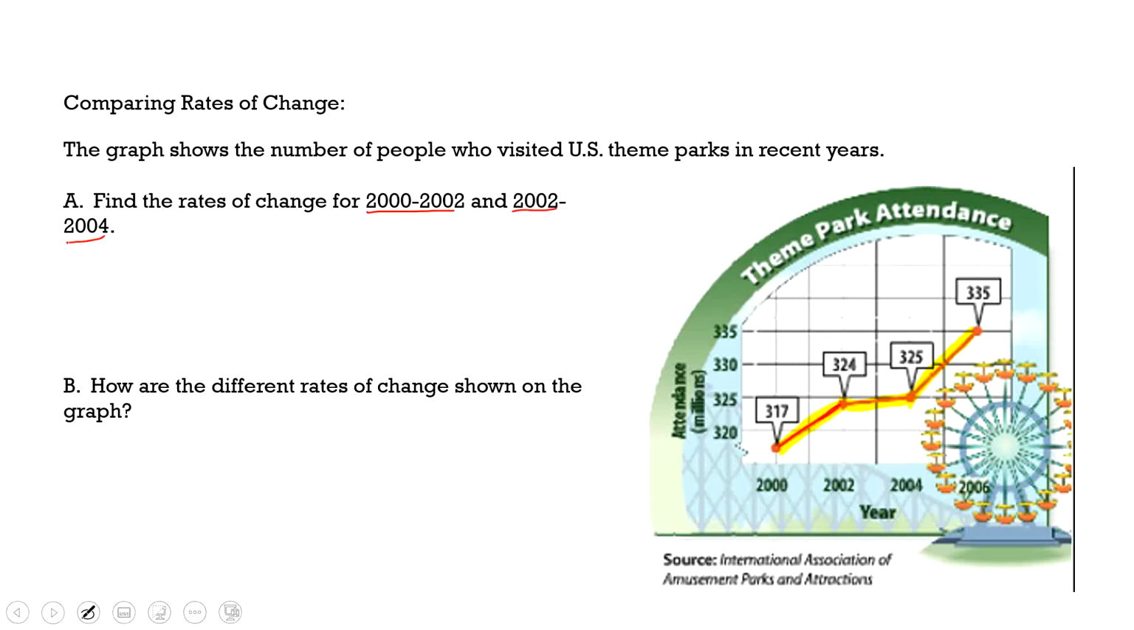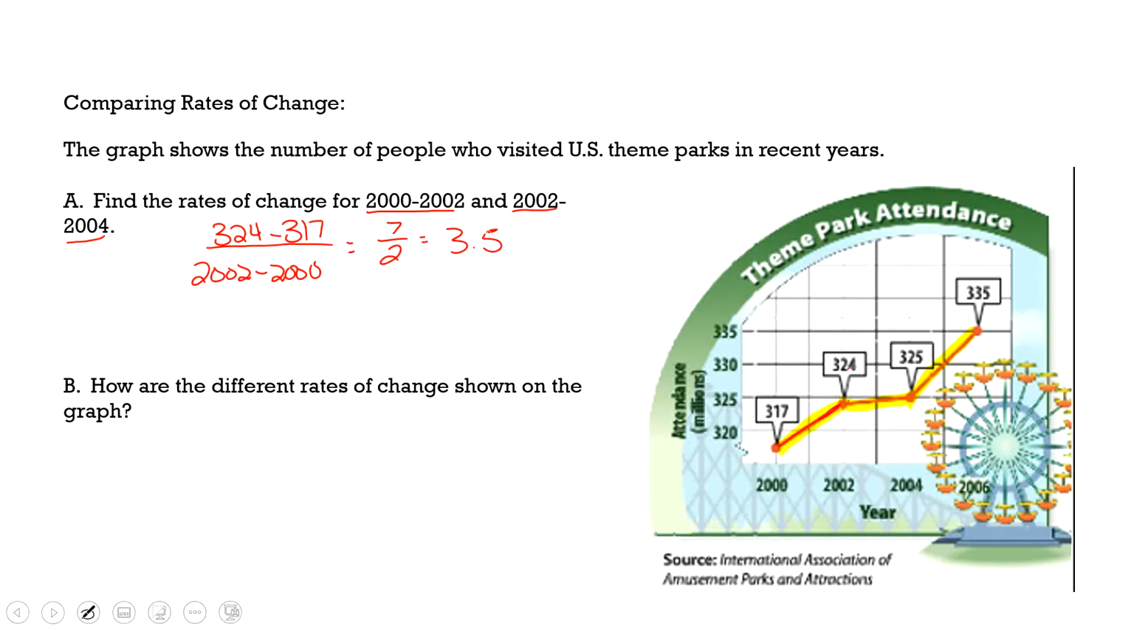So again, we just look at our values, we see where they are. They're actually telling us the numbers. So from 2000 to 2002, my top numbers are 324 minus 317, and that's going to be divided by 2002 minus 2000, which works out to be 7 over 2, which is 3.5, or 7 over 2. Sometimes you're going to use it as a decimal because it's easier to do.